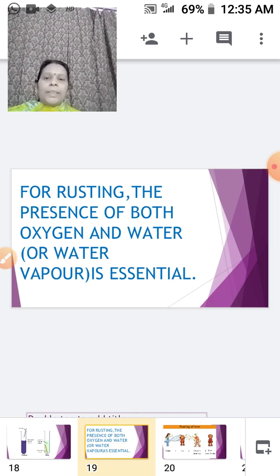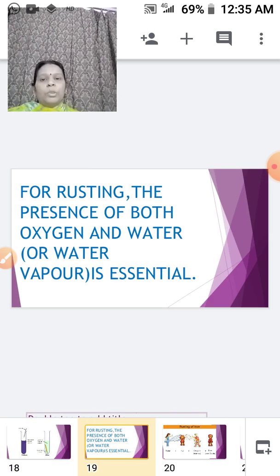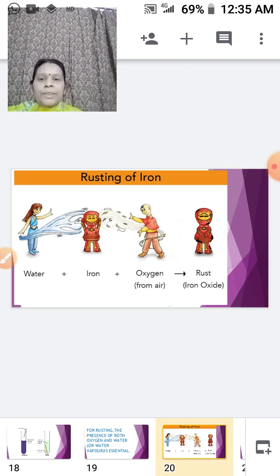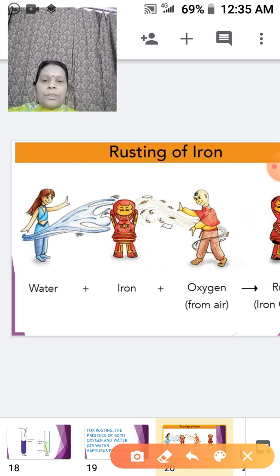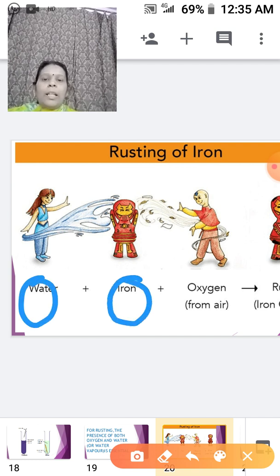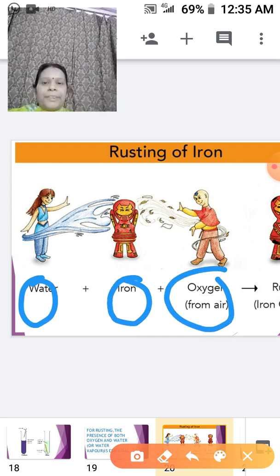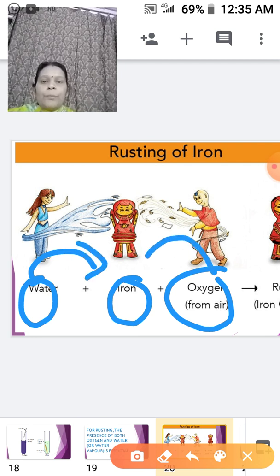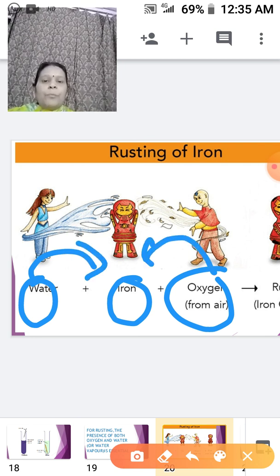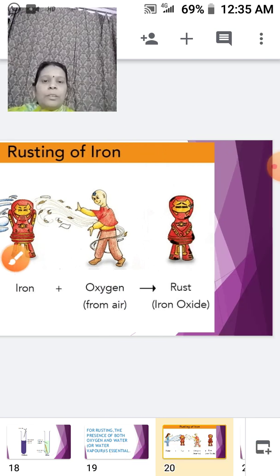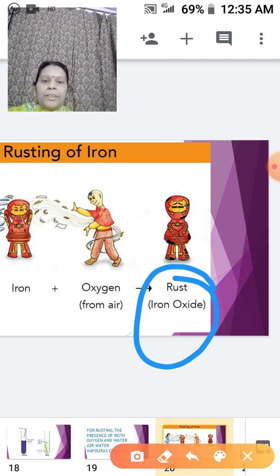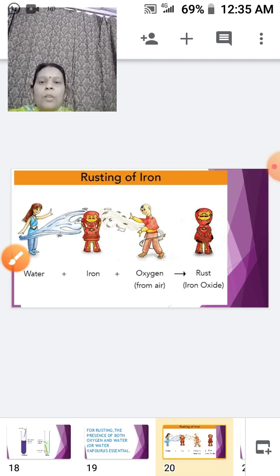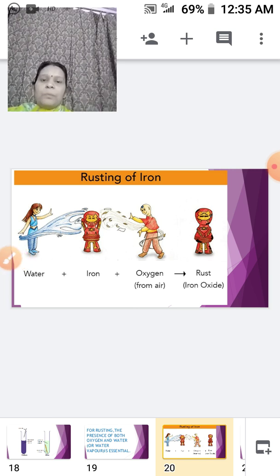So we can say, for rusting, the presence of both oxygen and water is essential. Rusting takes place, as I said, in the presence of water, iron and oxygen. Iron is the metal on which the water and oxygen react, and when they react, they give a new product, and that new product is iron oxide. So this is the process of rusting in equation form.